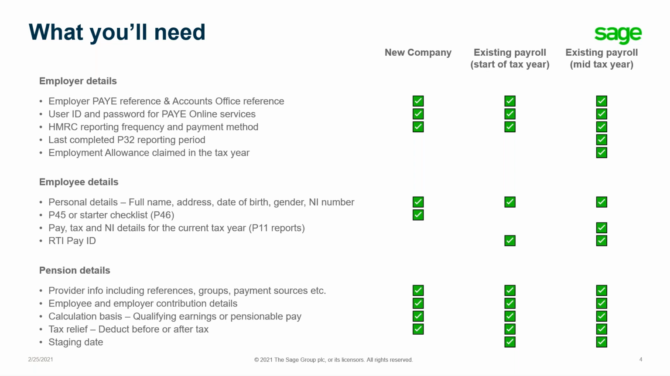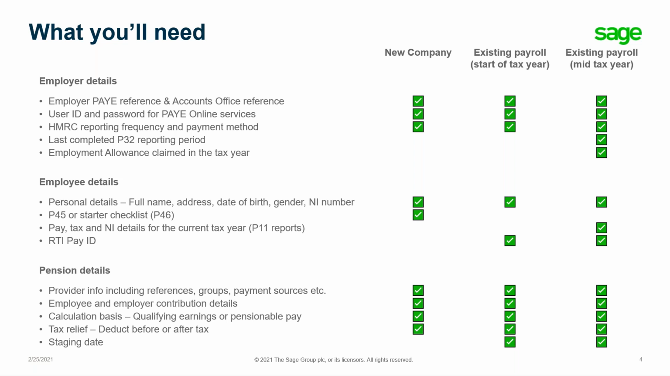So for the employer, for example, you need your PAYE reference and accounts office reference. You're going to need your user ID and password that you use to sign in to PAYE online services from HMRC, the report and frequency and pay method, and if you are moving a payroll across the last completed reporting period, and some of your employment allowance values.